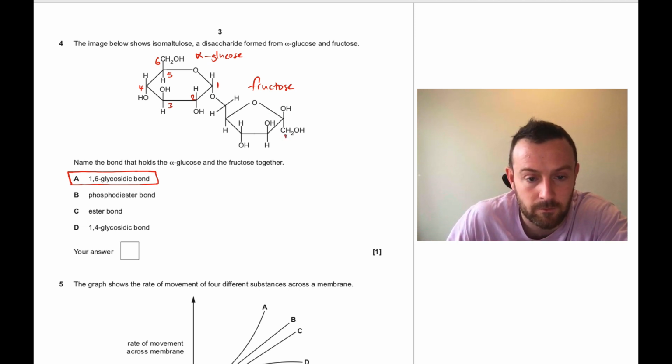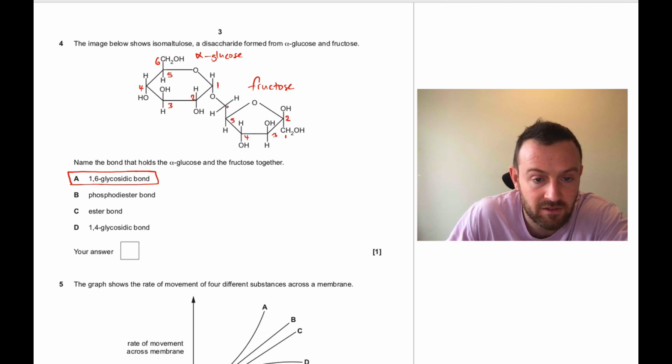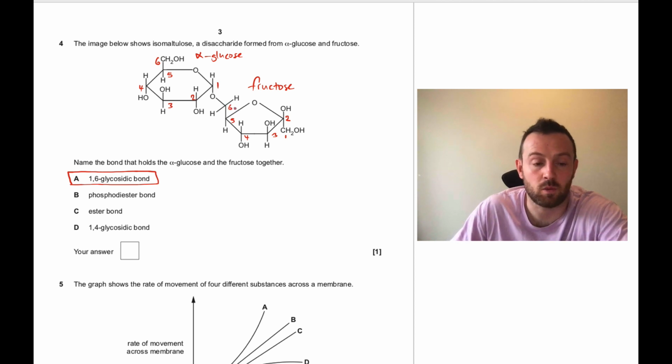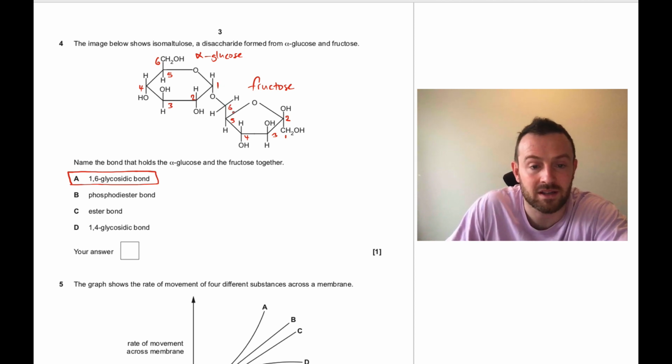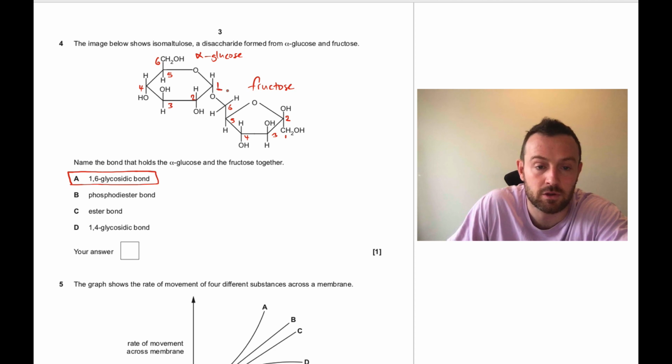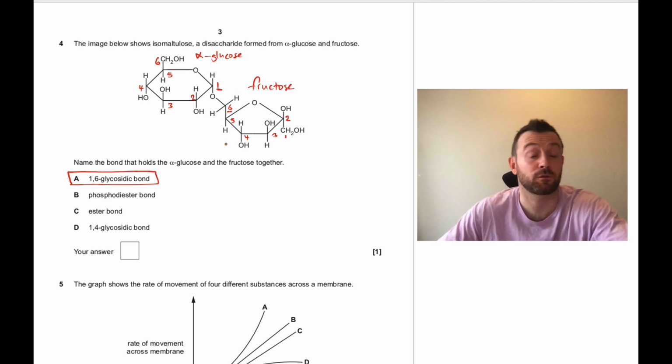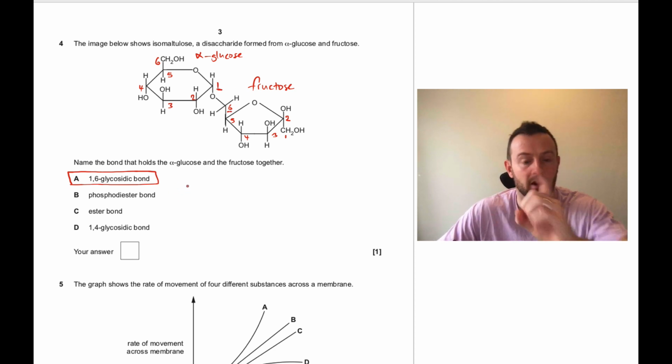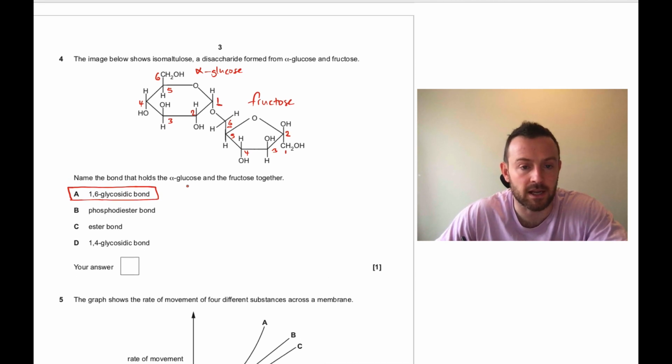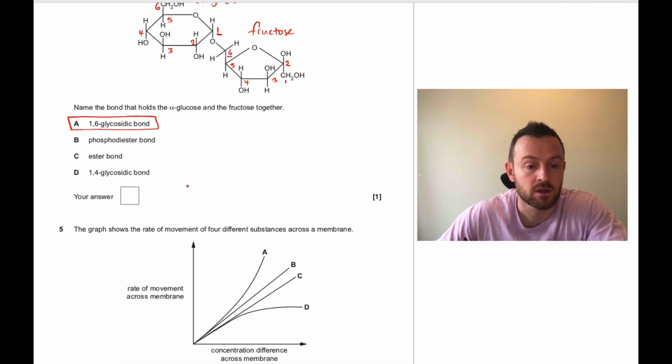So it goes 1, 2, 3, 4, 5, 6. Now fructose is a bit harder because we have to start down here. So this is 1. Then that is 2. Then this is 3. This is 4. This is 5. And up there is 6. So which one is it? It's an alpha 1,6 because it's between carbon 1 of the glucose and carbon 6 of the fructose. Okay, that's a tricky one. I got that wrong first time round. I had to check the mark scheme, but that's how you get there.